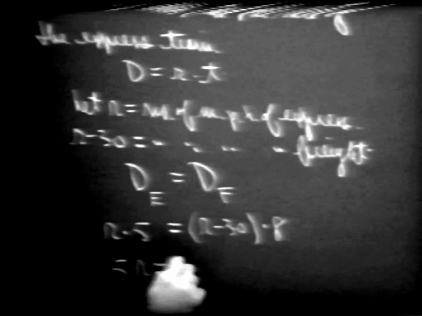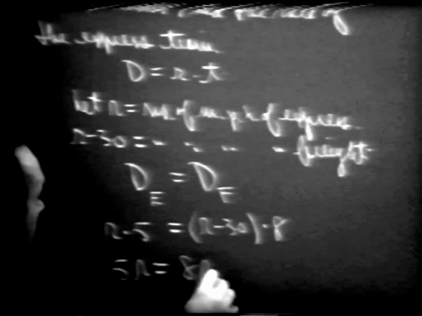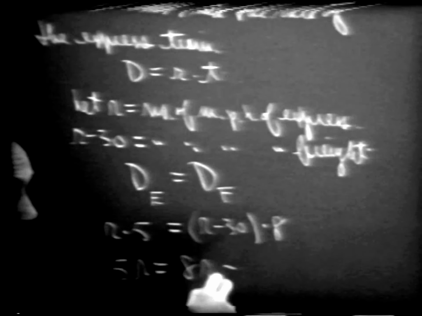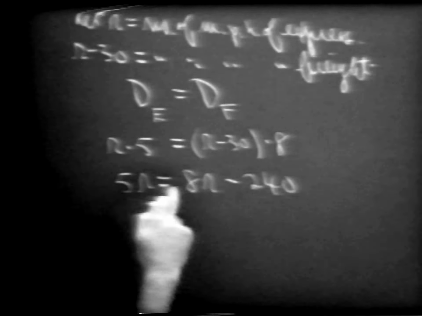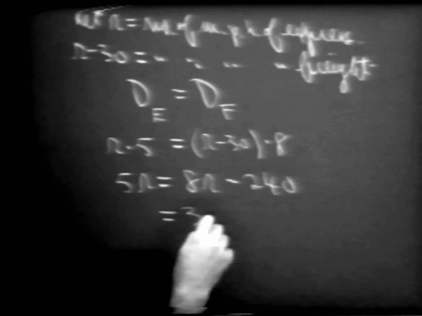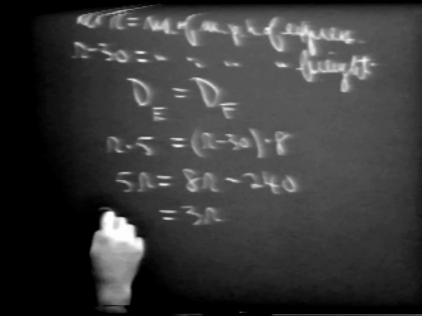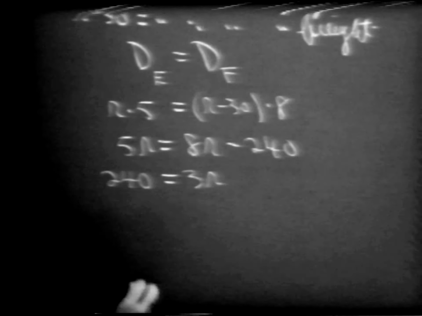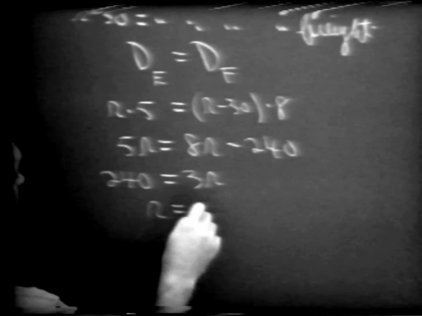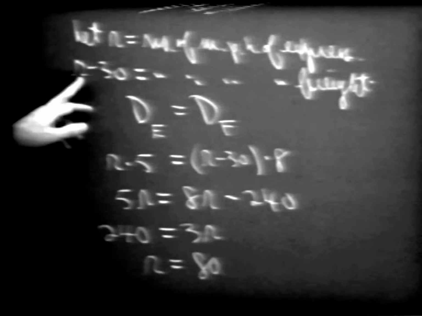We have here 5R. Now let's use our distributive property. 8 times R is 8R minus 8 times 30 is 240. Now watch what I'm going to do. Let's decide to subtract 5R from both sides, and we have 3R. Let's then decide to add 240 to both sides, is equal to 240. And 3 will divide 240, and you get what? 80. So let's then turn the thing around, and R is 80. Now, if R is 80, R minus 30 must be 50.